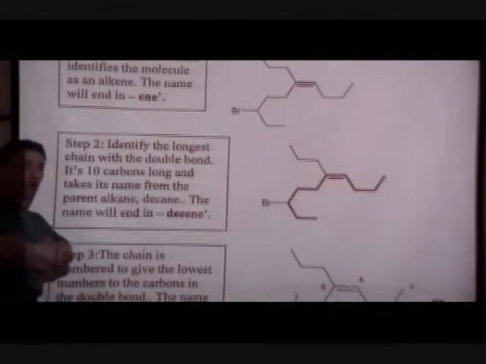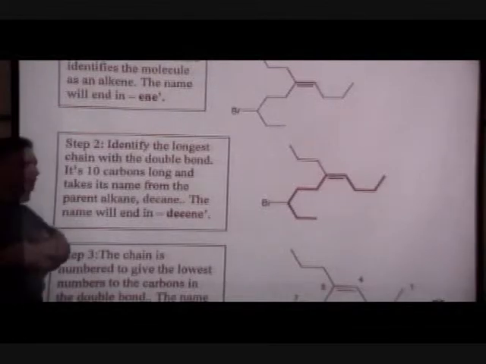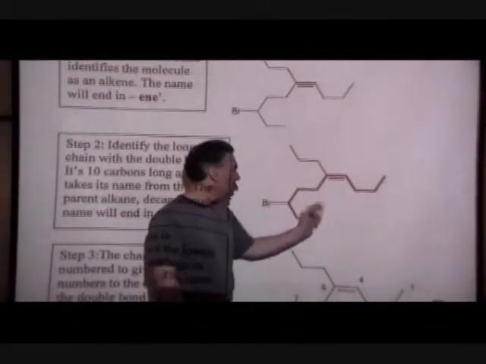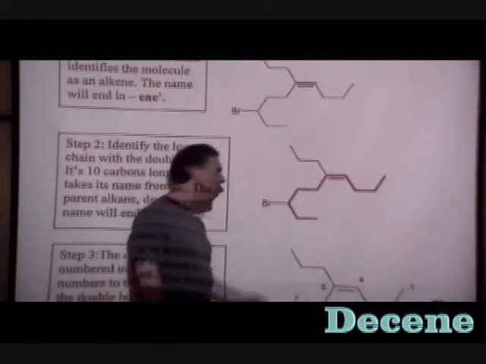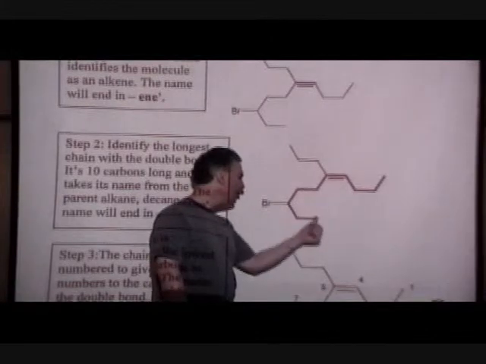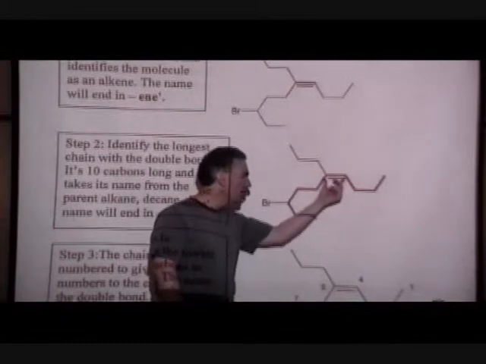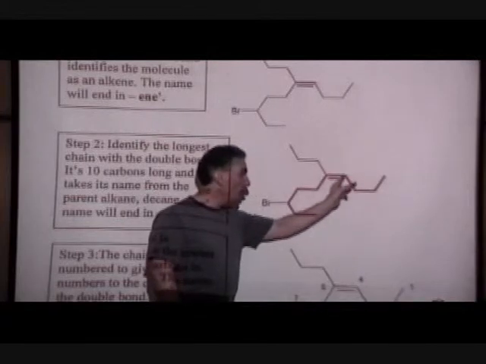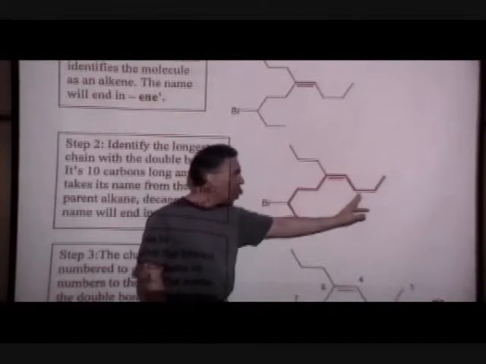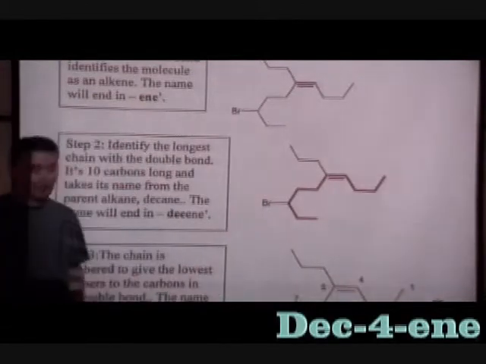So the longest chain with both the carbons in the double bond is 10 carbons long. Do we start here or do we start here in the molecule? With the alkanes, if that double bond wasn't there, we start at this end because it gives the lowest possible numbering to the branches. And with that double bond, 1, 2, 3, 4 from this end. So we're going to start the chain numbering from this end because it gives the lowest possible numbering to the first carbon in the double bond.